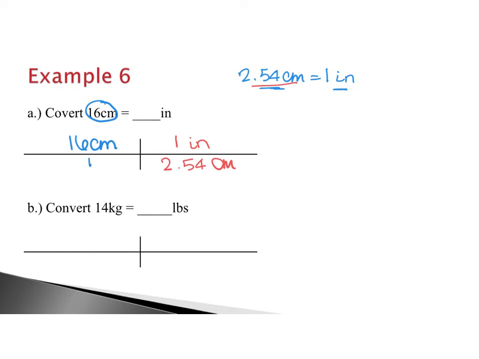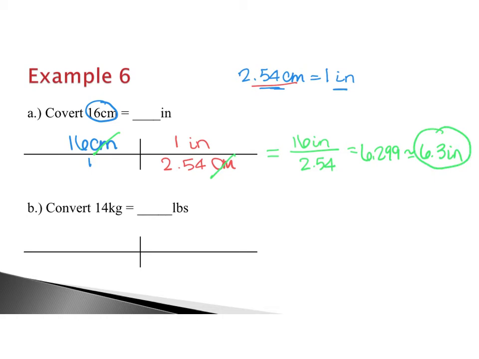So now what I can see here is that my centimeters are going to cancel, and I can now multiply my fraction straight across. So 16 times 1 is 16. My unit is inches. 1 times 2.54 is 2.54. And if I divide these out, I get something that's about 6.299, which is about 6.3 inches.